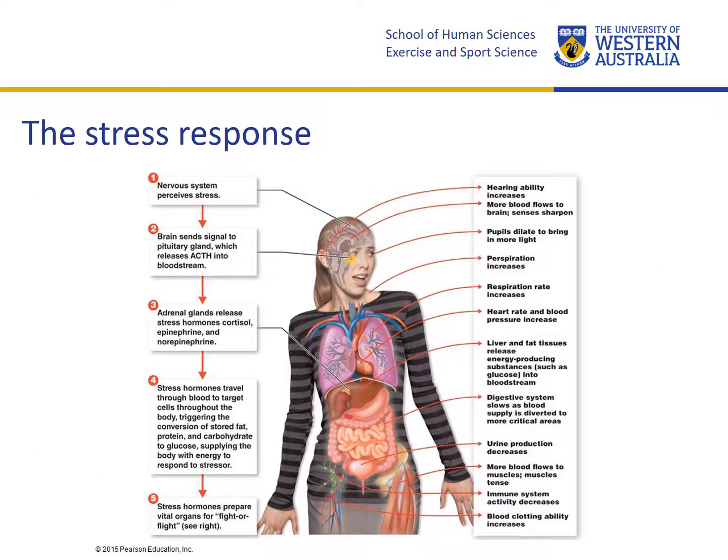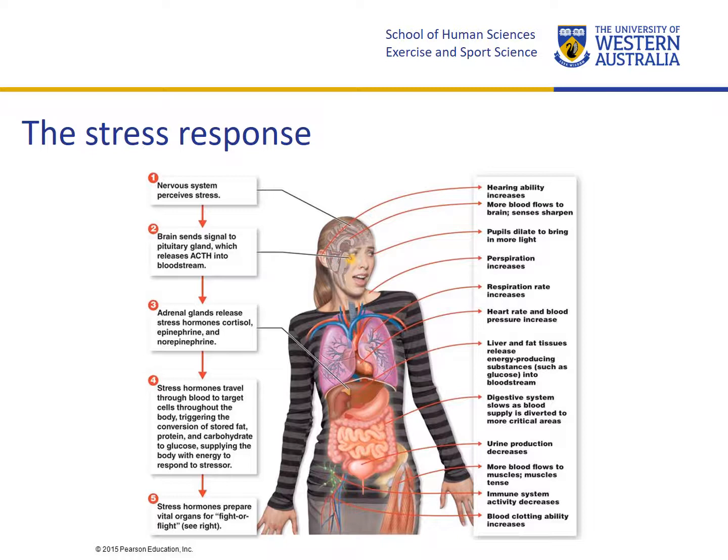So what actually happens when we feel stressed? What is the stress response? When we perceive stress, our nervous system senses this, and the brain sends a signal to the pituitary gland. The pituitary gland then releases a hormone, ACTH, which stands for adrenocorticotropic hormone. When ACTH is released in response to stress, it's released into the bloodstream where it can travel around to a number of areas in the body, but in particular, it targets the adrenal glands.